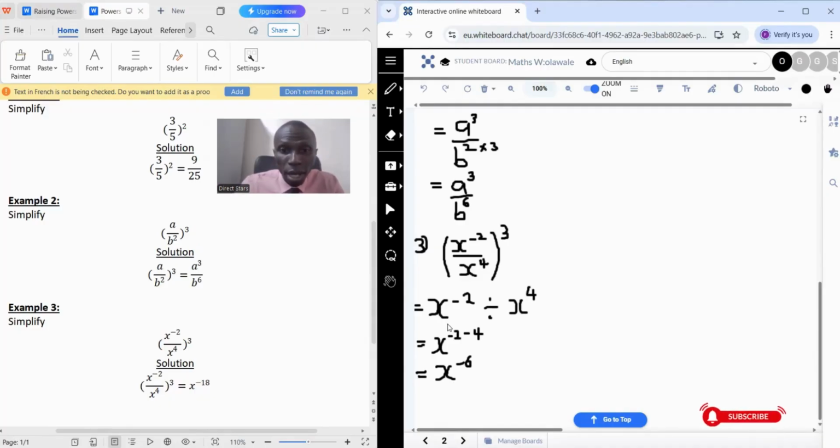Then we can now apply the power. So with this now, we can have x raised to the power of minus 6 multiplied by 3. I'm going to have a final answer here to be minus 6 times 3. We're going to have this to be minus 18. So that will be x raised to the power of minus 18.